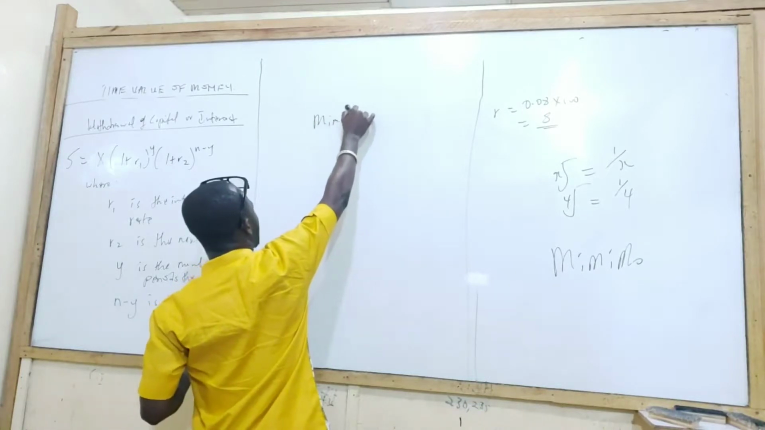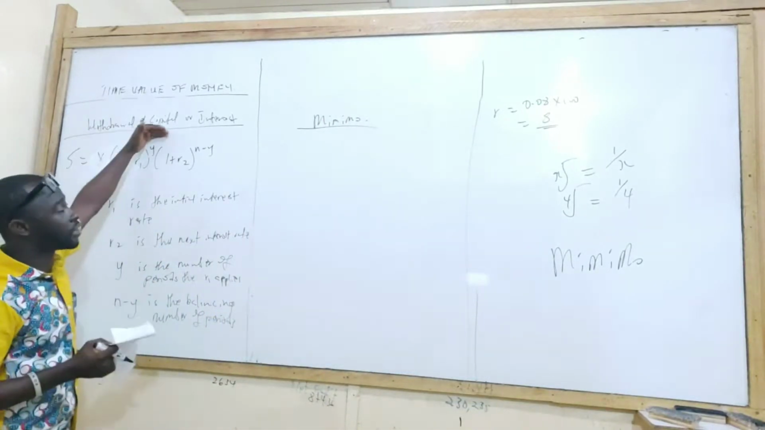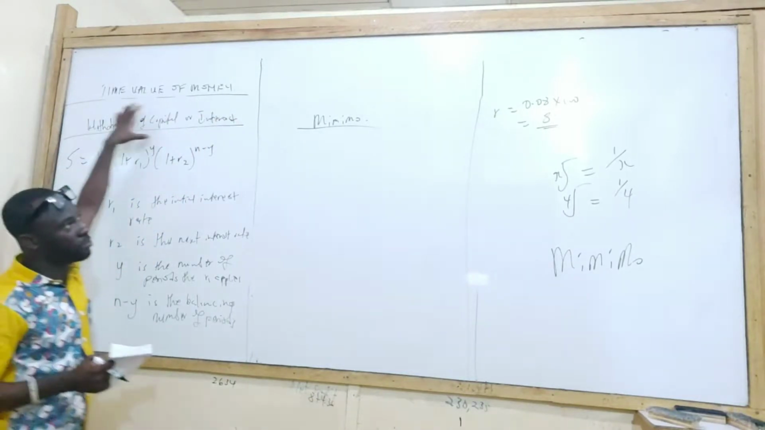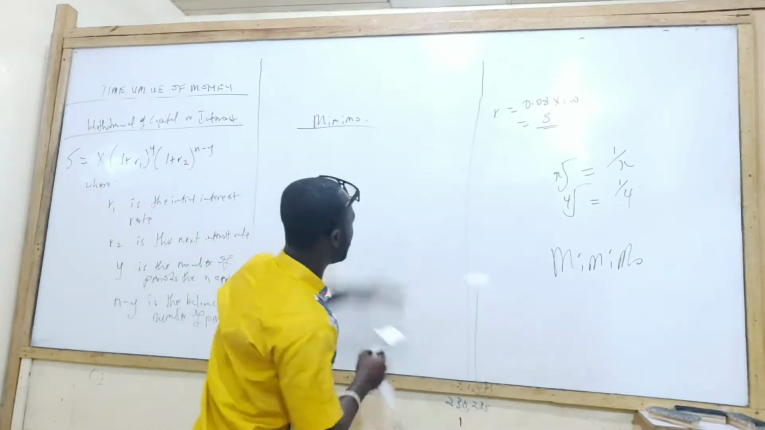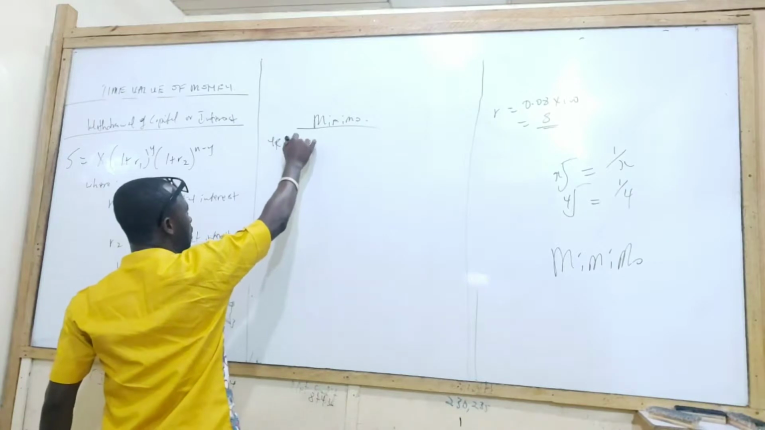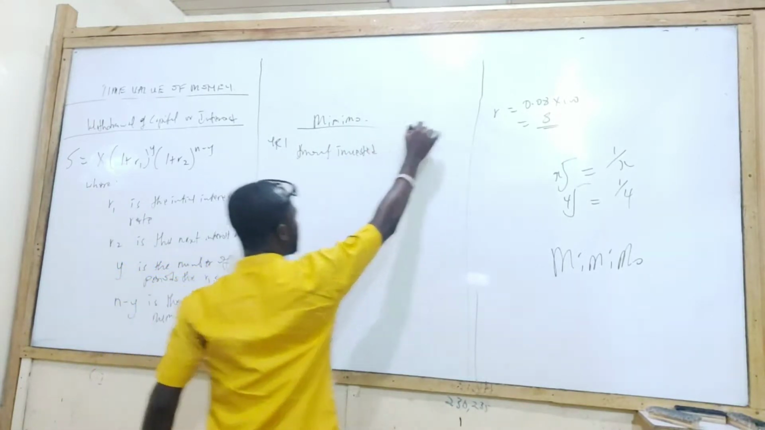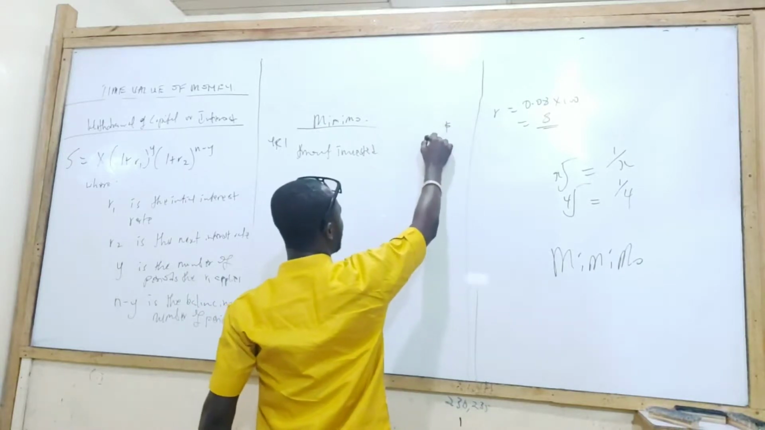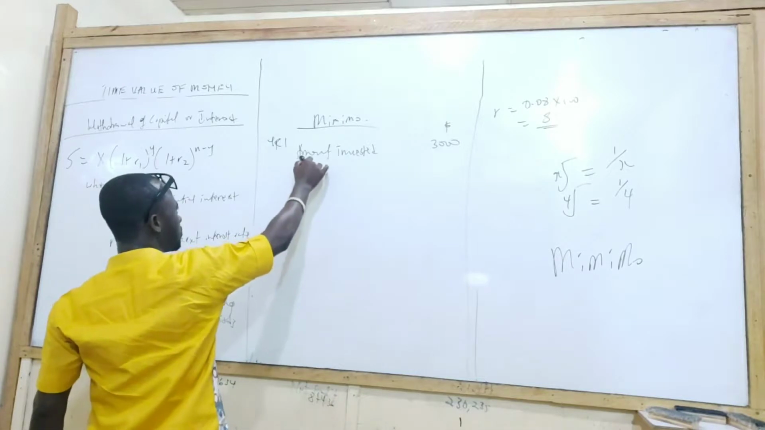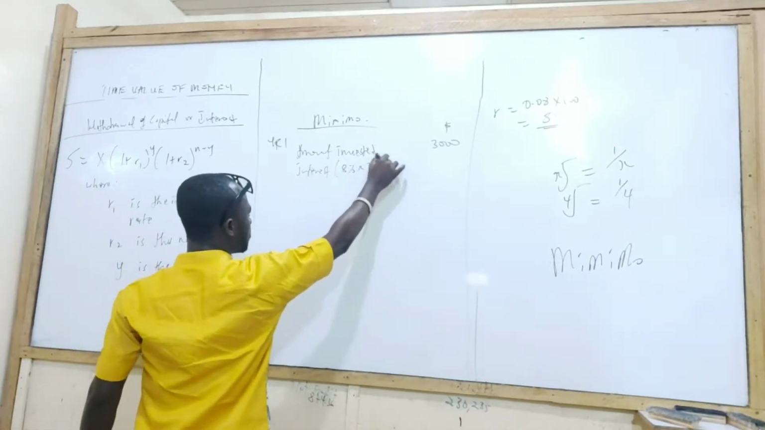So this is called capital withdrawal. Remember I wrote 2 things here: withdrawal of capital or interest. When it is an interest change, that's why we apply this formula. But Mimimo's case is capital withdrawal. So let's see what's happening. In year 1, amount invested: how much is she investing? 3,000. What is the interest rate? 8%. So 8% of 3,000.